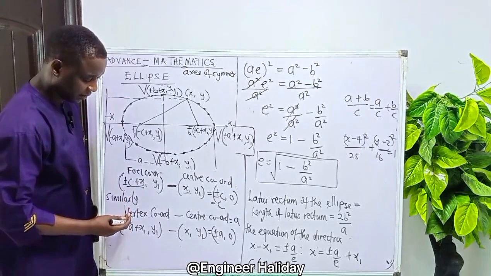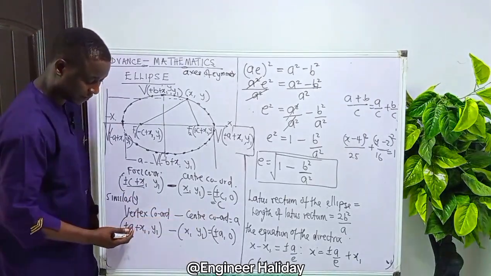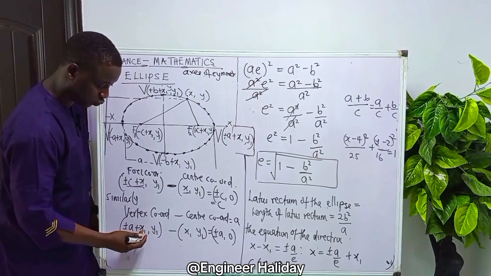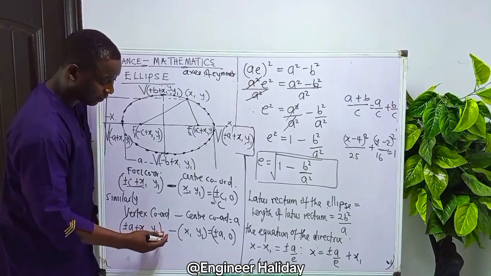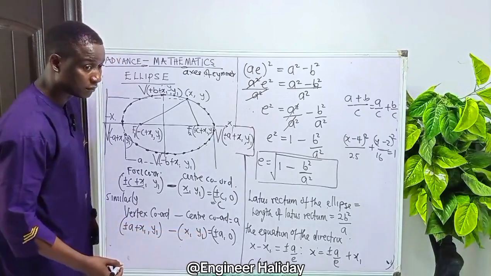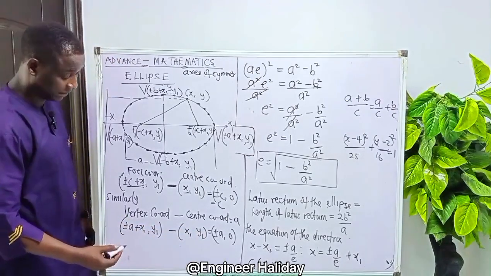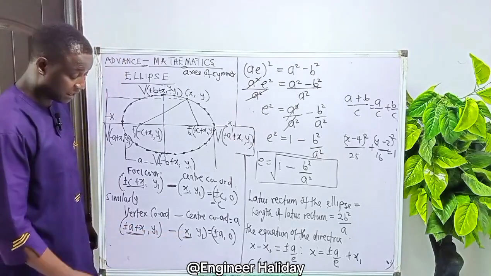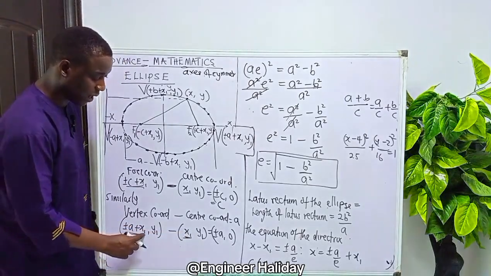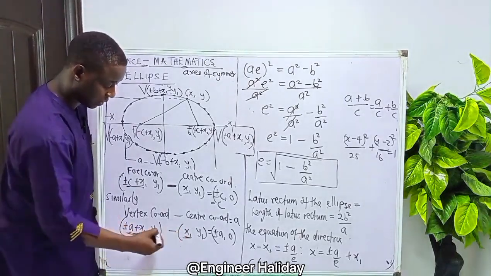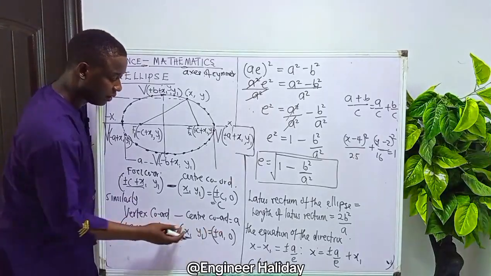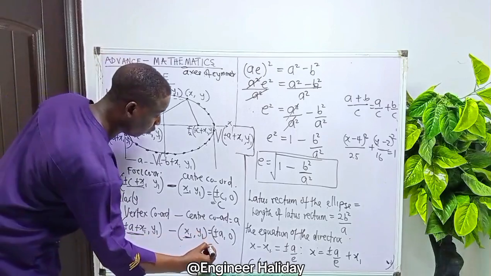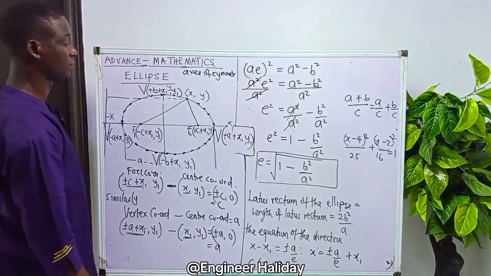Similarly, when you have vertex coordinate minus center coordinate, that means plus or minus a plus x1, y1 minus x1, y1. So this one will be subtracting this one. So what we have now is plus or minus a, and x1 minus x1 will cancel out. Then y1 minus y1 will give 0. Then when you take the absolute value, you have a.